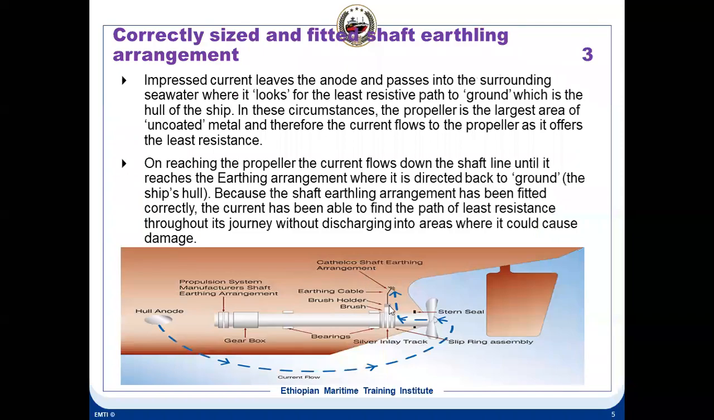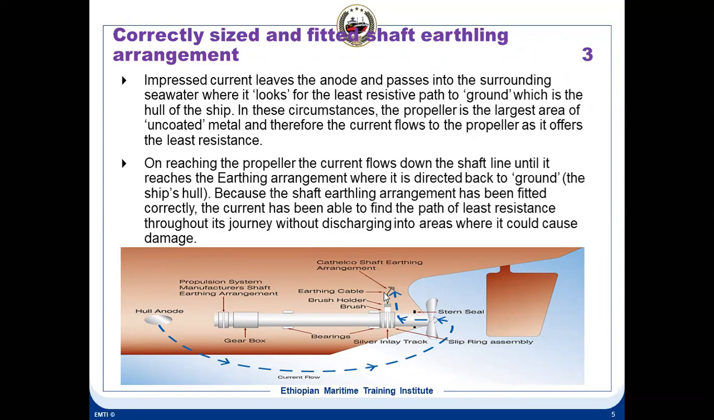So here you can see the shaft grounding should be aft of the propeller shaft line. The impressed current leaves the anode and passes into the surrounding seawater, where it looks for the least resistive path to the ground, which is the hull of the ship. In these circumstances, the propeller is the largest area of uncoated metal. Therefore, the current flows into the propeller as it offers least resistance. On reaching the propeller, this current flows down the shaft line until it reaches the earthing arrangement, where it is directed back to the ground.